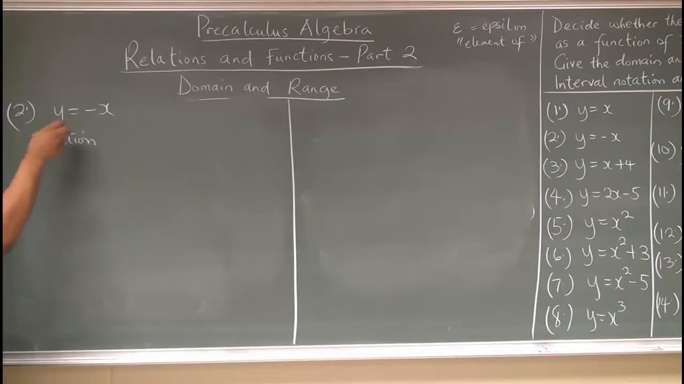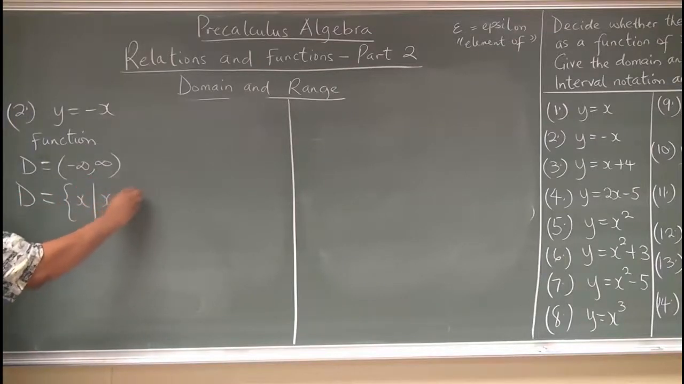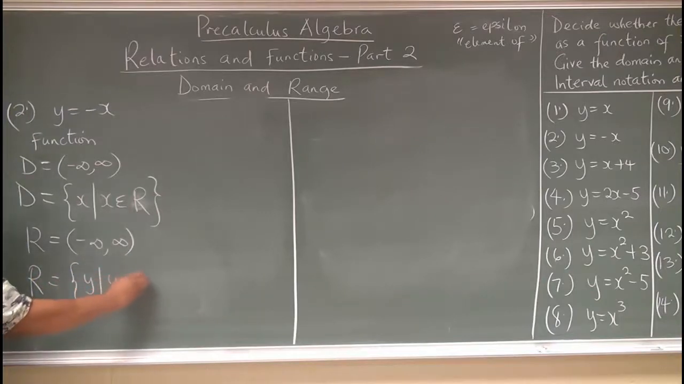Then the domain, of course, will be from negative infinity to infinity. The domain in set notation will be the set of x such that x is real. The range in interval notation will be negative infinity to infinity. Range in set notation will be y such that y is real.